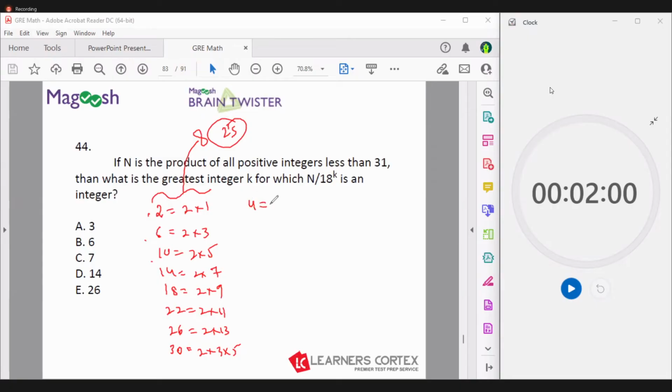So we have 4, which is 2 times 2. Then 8 will not be there. Then 12, which has 2 into 2 into 3. Then 16 will not be there. Then number 20, which has 2 into 2 into 5. Then 28, which is 2 into 2 into 7. Now there are 4 numbers which have the factor of 2 twice.